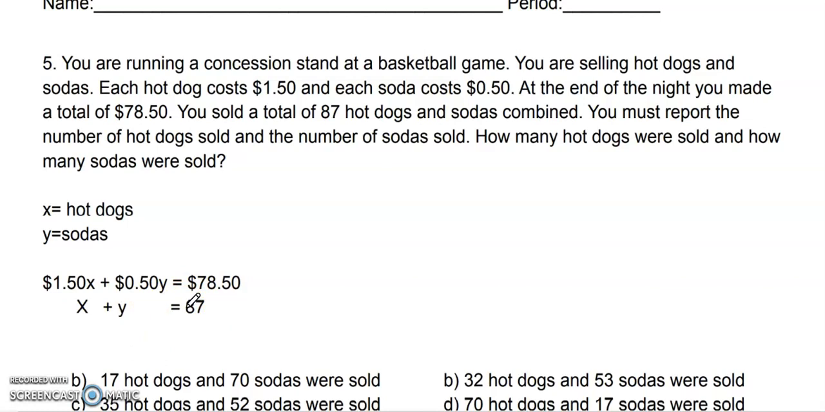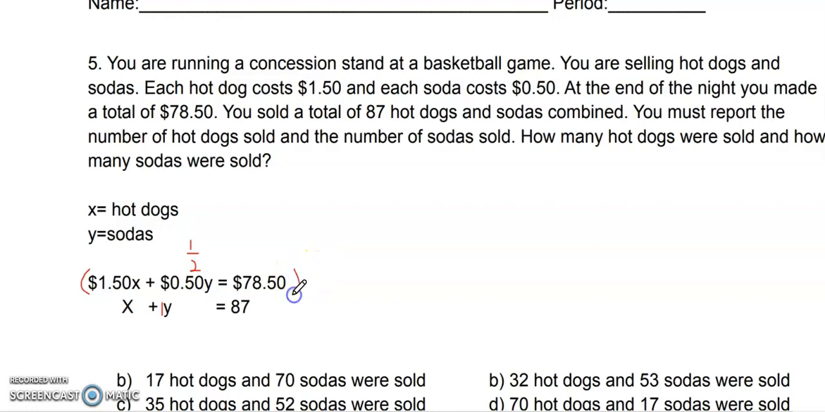It says you must report the number of hot dogs and sodas sold, how many hot dogs were sold, and how many sodas were sold. So let's just solve for x and y. So if I look at my coefficients, I see I have a coefficient of 1 here for the y, and I have a coefficient of 0.5, which is the same thing as 1/2. Okay, so I know that if I multiply this first equation by -2, then I'll end up getting -1y, which is what I want to eliminate the y. So I'm going to multiply the first equation by -2, and I'll keep the second equation the same.